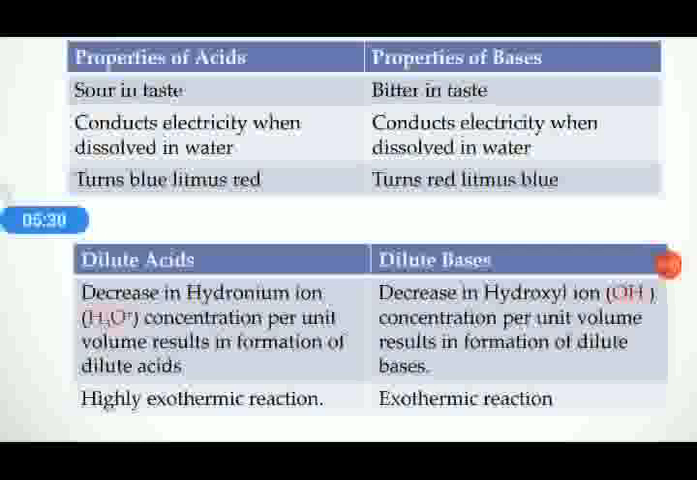Diluting an acid decreases the concentration of hydronium ions, H3O plus ions, per unit volume, resulting in the formation of dilute acid. That means when we add water to an acid to dilute it, the oxygen in the water and H plus ions in the acid form H3O plus ions. This process is highly exothermic. What is an exothermic process? A process which releases heat. When we add water to acid, it releases heat.